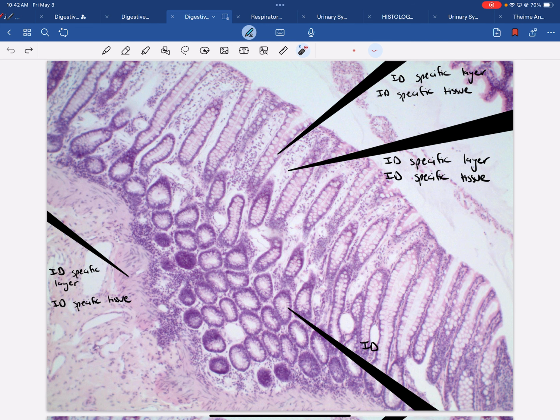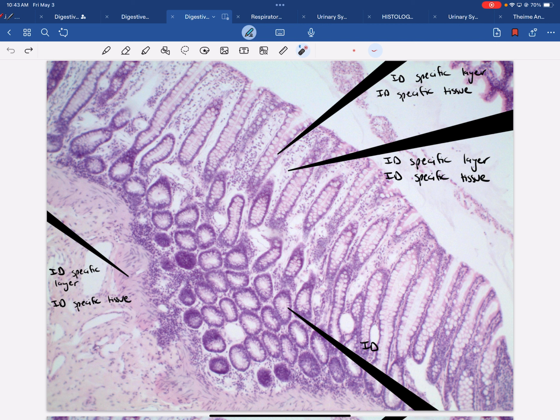Okay, which organ? Large intestine? Why is it the large intestine? Because there's so many goblet cells. Okay, good. Yeah, that's a great characteristic. So if the gland is all goblet cells, it must be the large intestine.